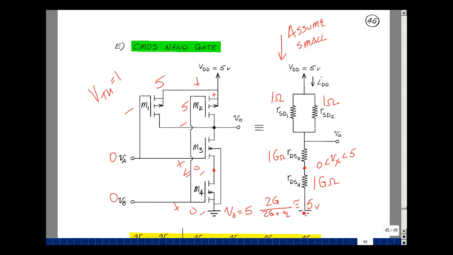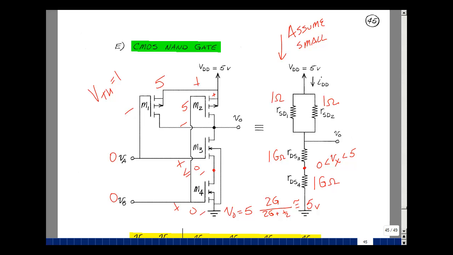I should also mention here how the bulks are connected. You can see that the bulk of the P-channel device is connected up to the most positive potential in the circuit. And for the N-channel devices, it's hooked up to ground, which is the most negative potential in the circuit. Lastly, let's check if our assumption about a small current is true. The resistance seen by this power supply is half an ohm in series with 2 gigaohms. 5 volts, roughly divided by 2 gigaohms, is equal to 2.5 nanoamps. That is a very small current.